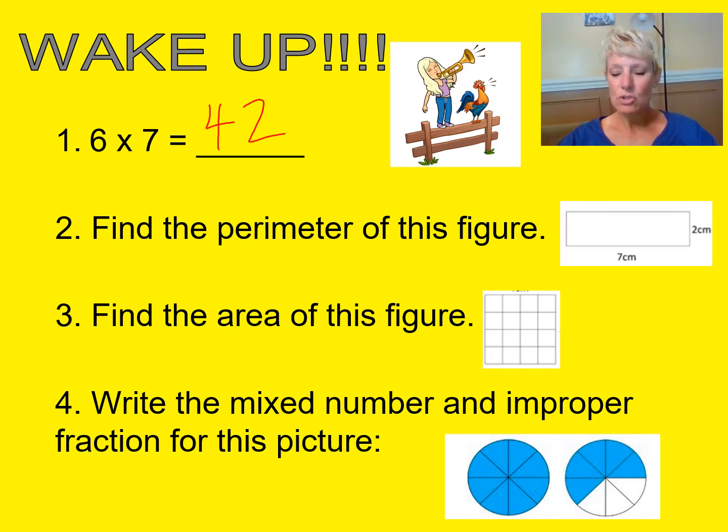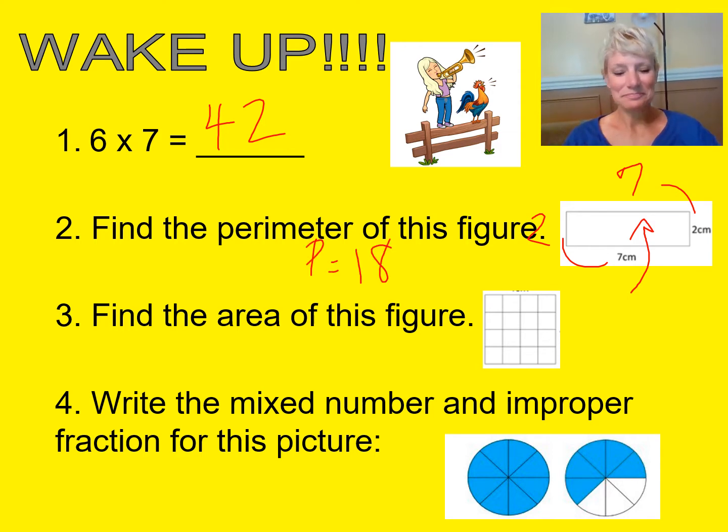So what I know to be true about a rectangle is if there are 2 centimeters on one side, there's going to be 2 centimeters on the other side. And if there's 7 here, that means there's going to be 7 there. And finding the perimeter is adding up all of those edges. So if I have 7 and 2, which is 9, and 7 and 2, which is 9, that gives me 18. So my perimeter equals 18. I hope you got that.